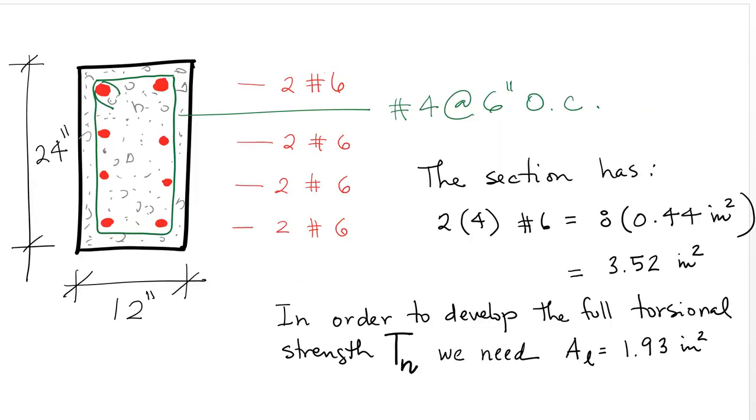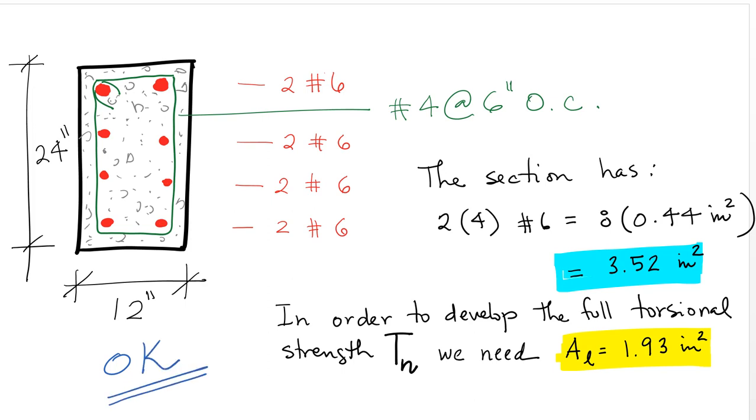If we compare that with the amount of reinforcement that we have actually provided, which is 4 rows of 2 number 6s, which is 8 number 6. The area of a number 6 is 0.44 inches square, so the amount that we have provided is 3.52 inches square, which is larger than the required amount, which is 1.93, which means that our section is okay in terms of the longitudinal reinforcement required to develop the full torsional capacity.